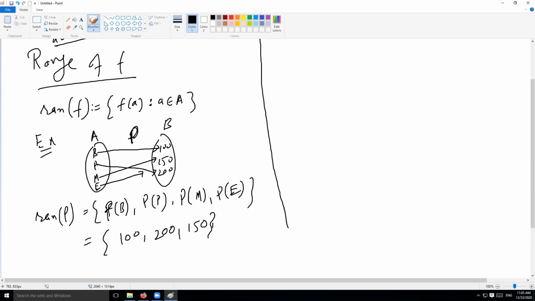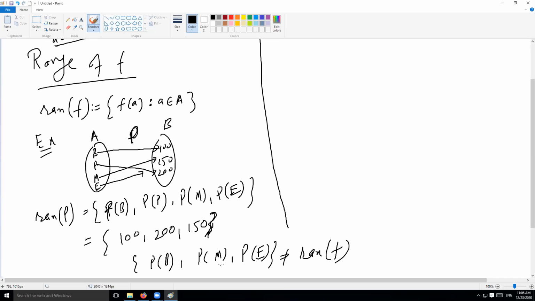So there is no point in writing it again. So this really is the range of the price function. Okay. So range is the collection of the images of all elements from the domain. This is important. If I write, for example, the price of biology and the price of mathematics and the price of economics, this is not the range of f. Why is this not the range? Because this does not contain the outputs of all the inputs.